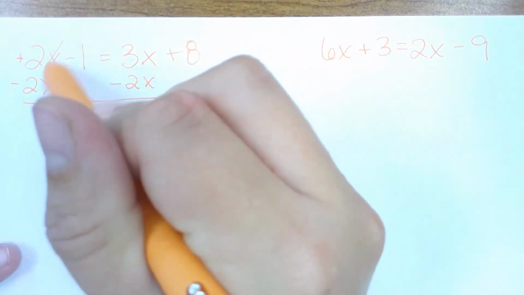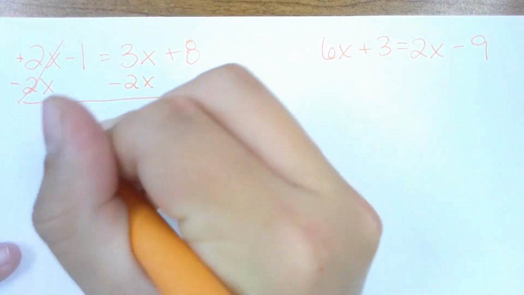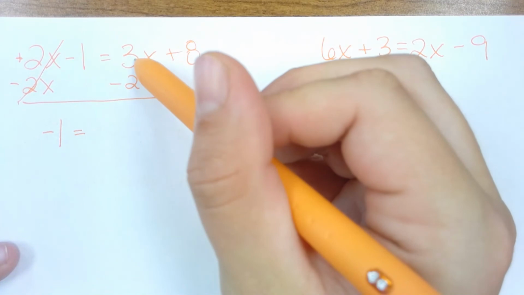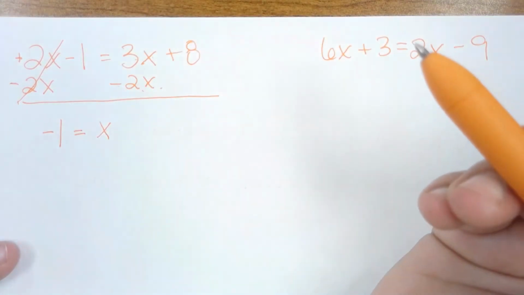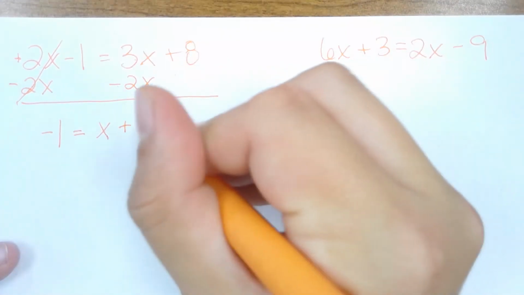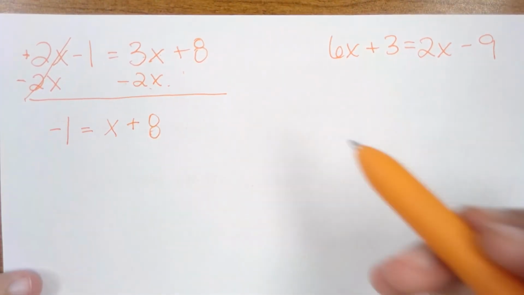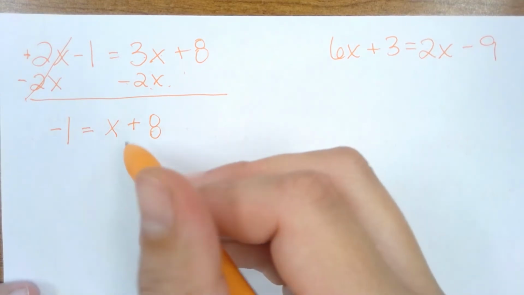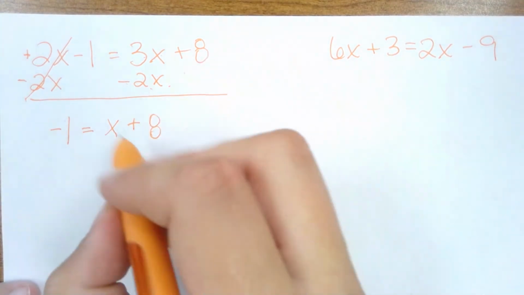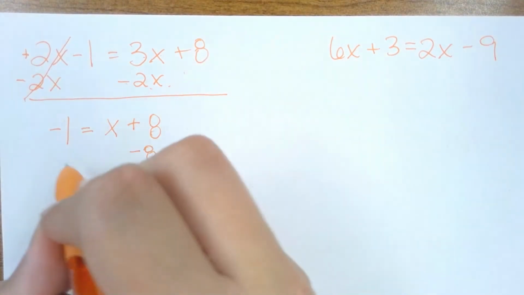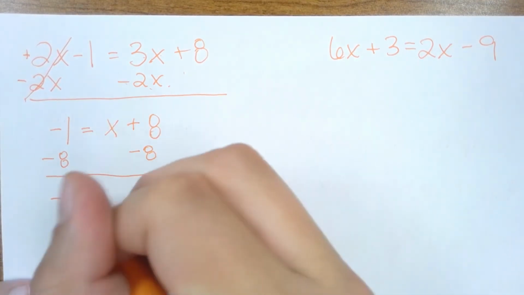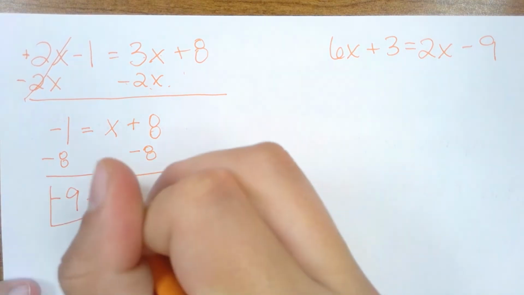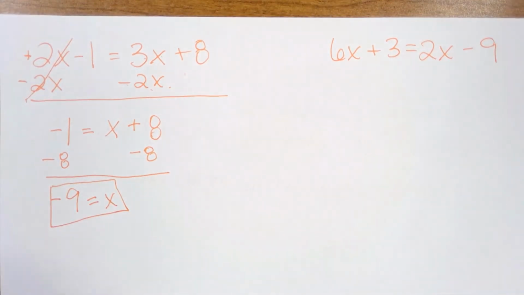So my 2x's are going to cancel. I'm left with a -1. Over here, my 3x minus 2x is just 1x, or in other words, just x. And then you still have a +8, so make sure you bring it down. And then now this is just a basic one-step equation. So last step to get x by itself is to subtract the 8 on both sides. And we are now left with a -9 equals x. So good job if you guys got that. If you did not, please go ahead and fix your work.